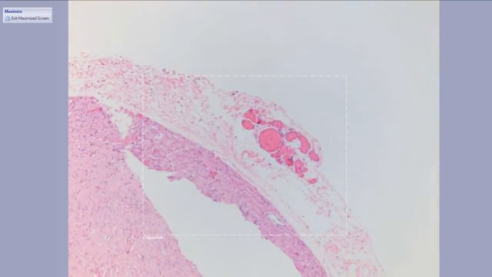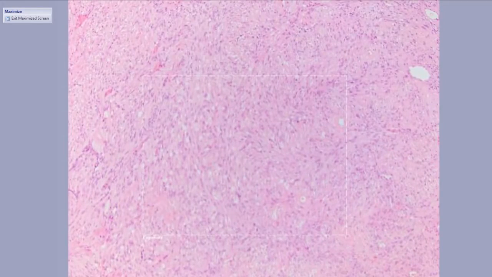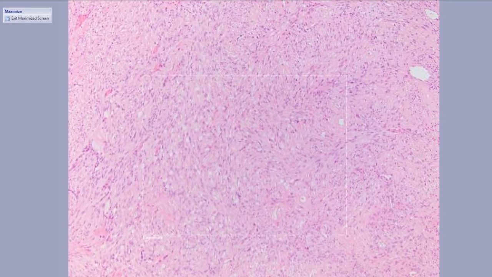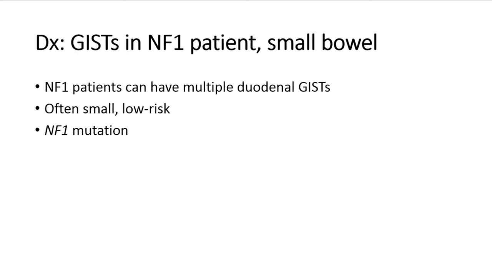c-KIT, DOG1 positive, c-KIT PDGFRA mutation negative, but these actually, if you tested them, would have a mutation in NF1, because this is a patient with neurofibromatosis type 1, and these patients can actually get GISTs in the duodenum, multiples, if not hundreds. This patient had a couple hundred from the looks of it. They're often small and low risk, but they're certainly striking, and they could certainly cause obstruction if they even start to get big because there's so many of them.